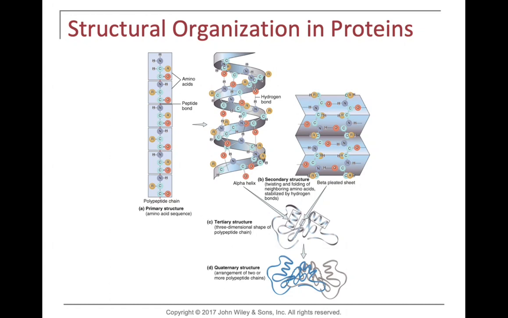The structural organization in protein: on the left-hand side, we have these amino acids with these peptide bonds holding them together. This is the primary structure, an amino acid sequence. We have these hydrogen bonds holding this together. That's the secondary structure. We can see a twisting and folding of the neighboring amino acids, and it's stabilized by hydrogen bonds. These hydrogen bonds can be broken if there's too much oxidative stress. So you want to have antioxidants to protect against breaking that.